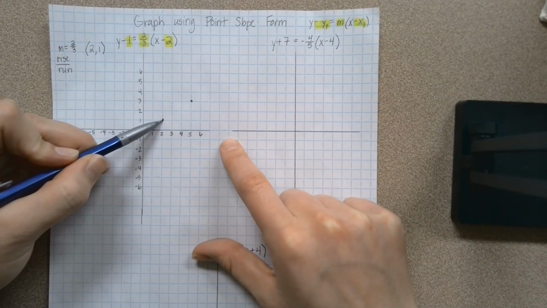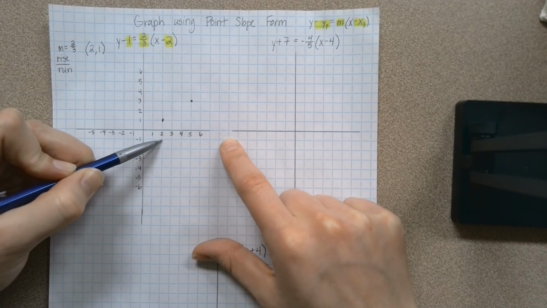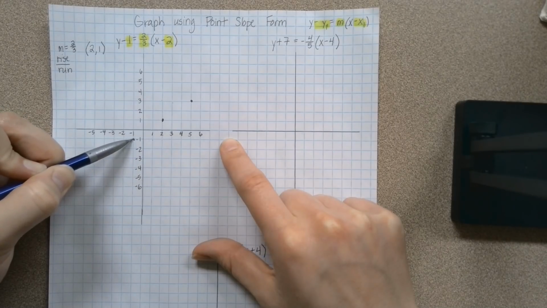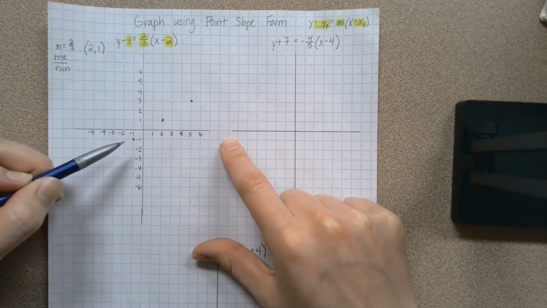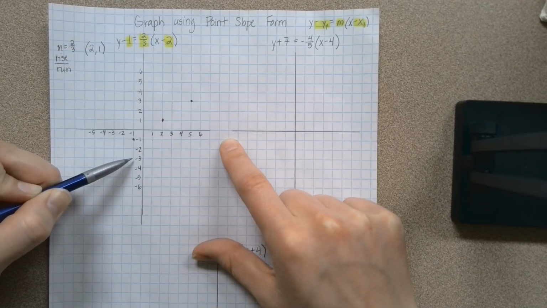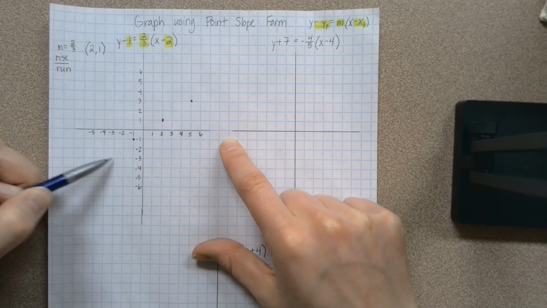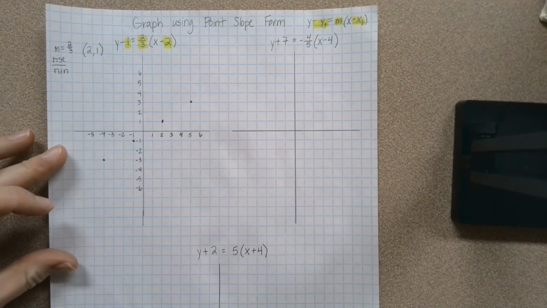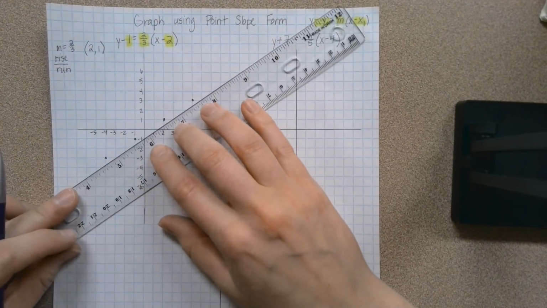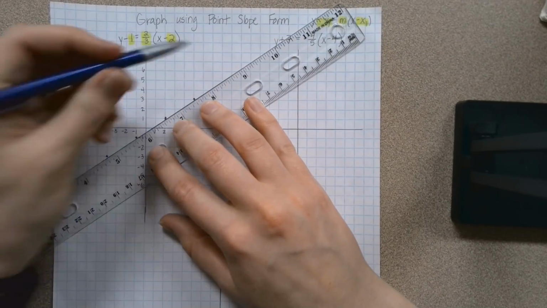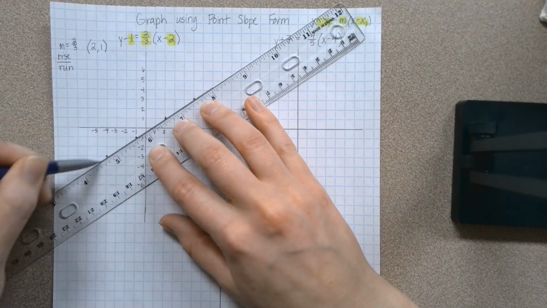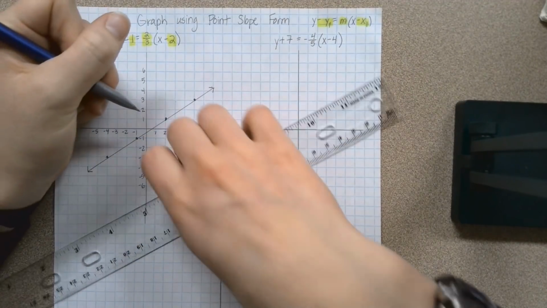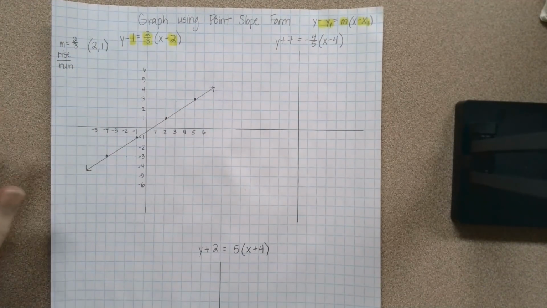And again, we can go 1, 2 for a rise or a fall, and then a negative 3. 1, 2, 3. We can do it one more time to make sure that we have a straight line. Down 2 for a rise or fall, run 3. Again, it's a positive slope, so we have an increasing line. So we use our straight edge, in this case a ruler, and draw our line all the way through the graph with arrows at the end. So that's our first example.